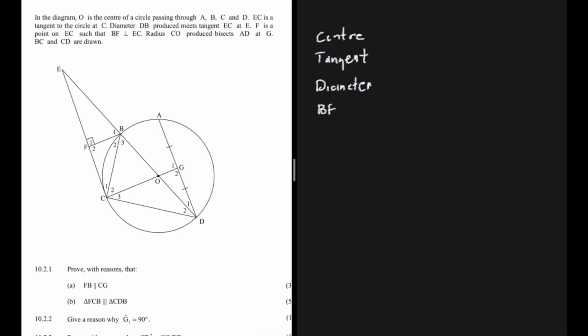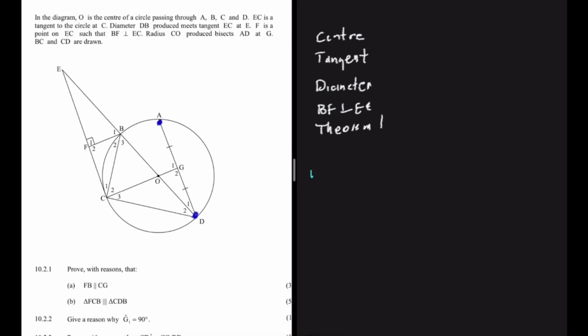BF is said to be perpendicular to EC. Radius CO produced bisects AD at G, BC and CD at all. When the radius bisects AD, so here's AD, right? That is theorem 1 or the converse. So we have theorem 1. So we shall be able to answer all our questions only using these 5 keywords, right? So let's go ahead and see if that will work.